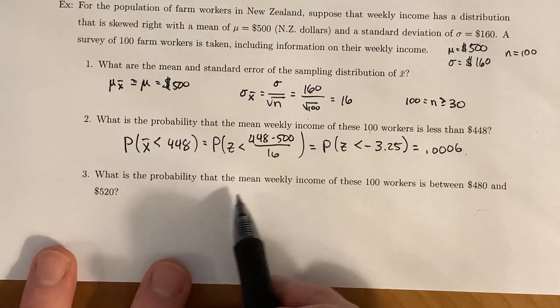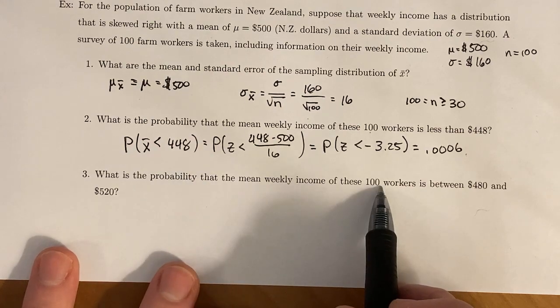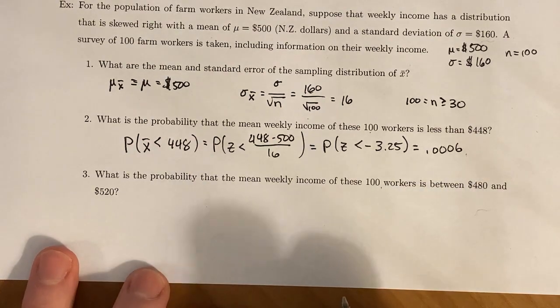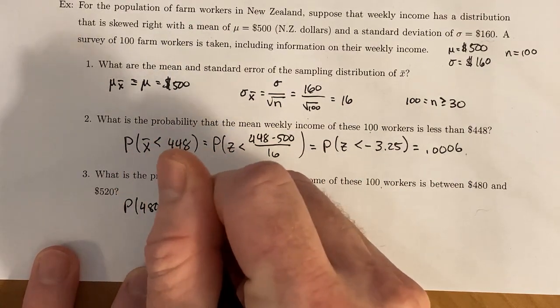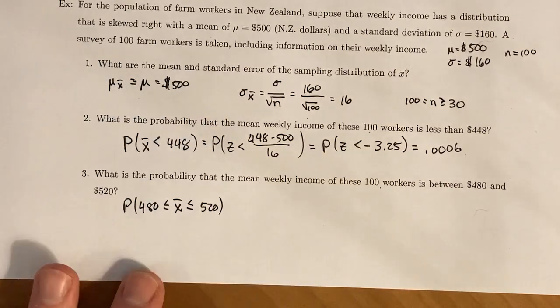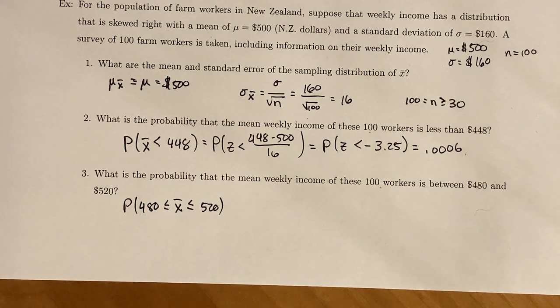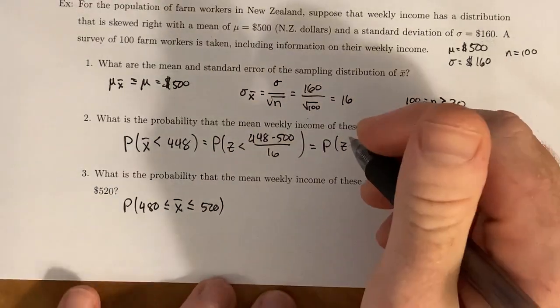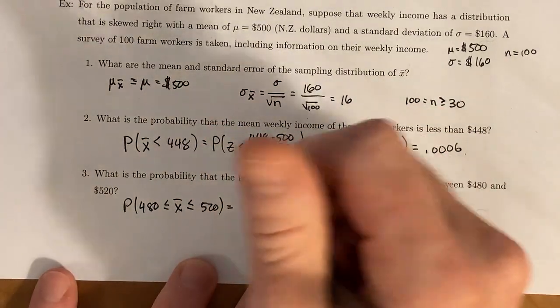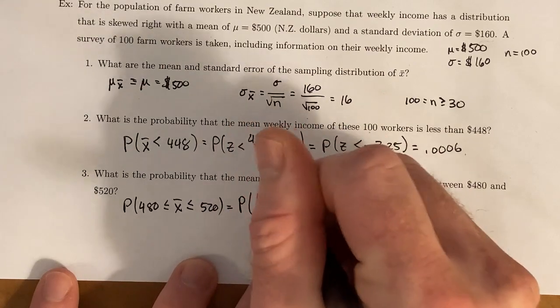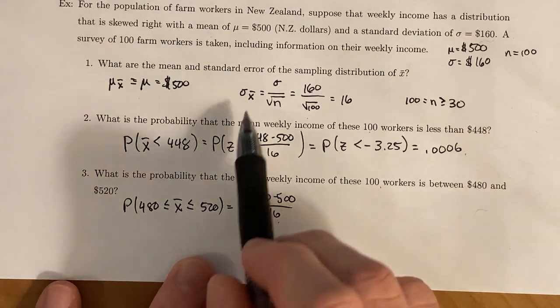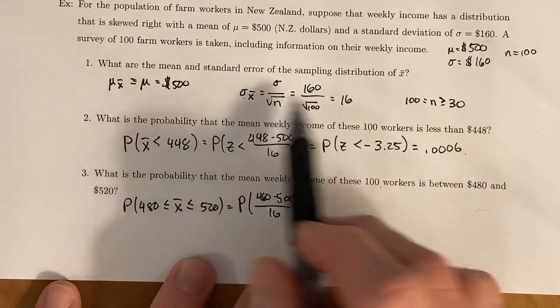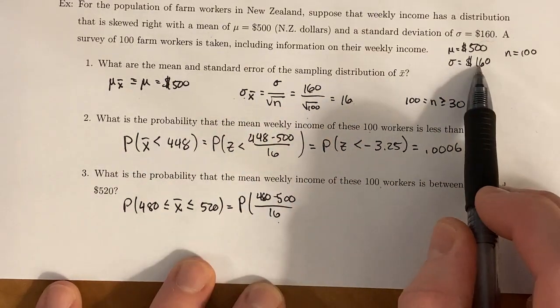Next, we want to find the probability that the mean weekly income of these 100 workers is between $480 and $520. So again, we're going to find the probability that it's between 480 and 520. Since we just ran our distribution through the central limit theorem and our sample size was 100, we can use our regular z-charts to calculate these probabilities. Here, this 16 is the standard deviation of the sampling distribution, not the population distribution.